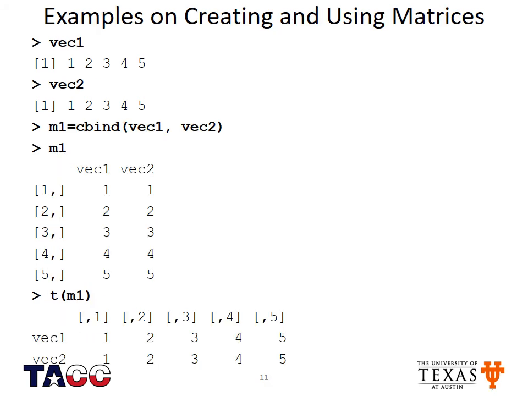Now let us look at an example of creating and using matrices in R. A two-dimensional matrix in R or in any other programming language can be thought of as a vector of a vector. So let's assume that we have a vector named vec1 and a vector named vec2. These two vectors, vec1 and vec2, can be combined to create a matrix M1 by using the inbuilt function named cbind in R. The example on the slide shows you the exact syntax of using the cbind function.